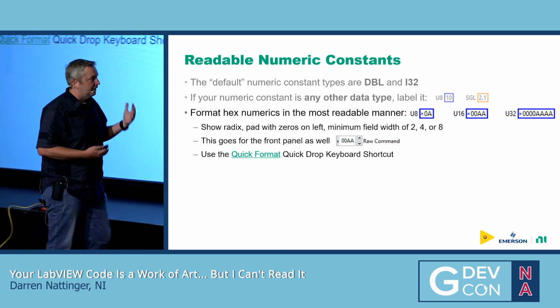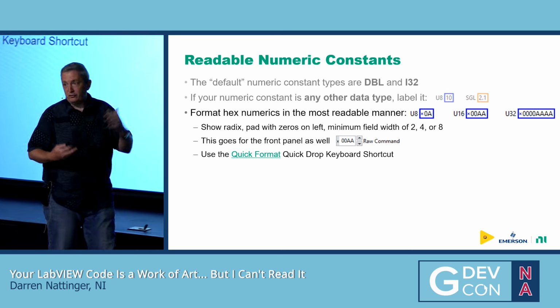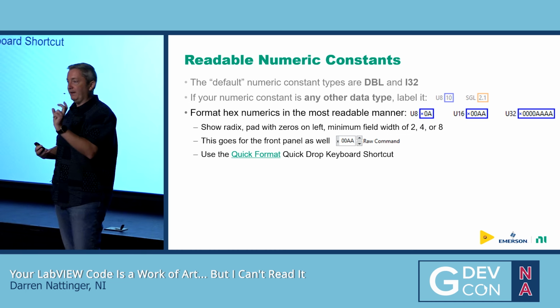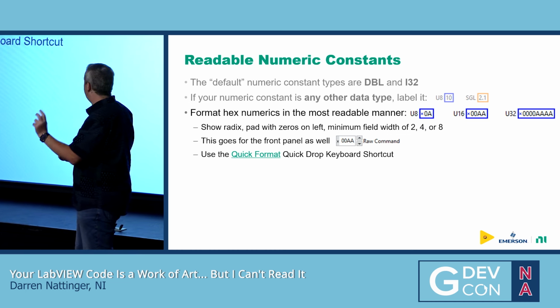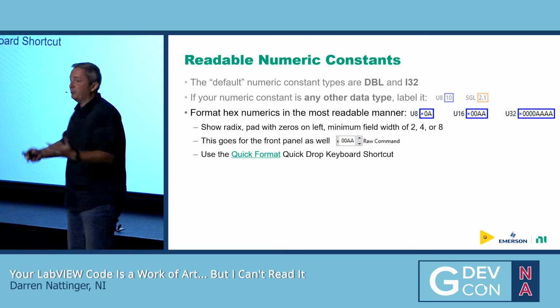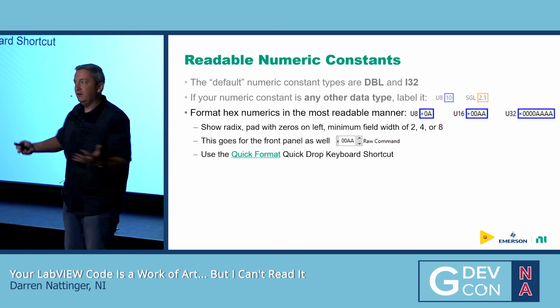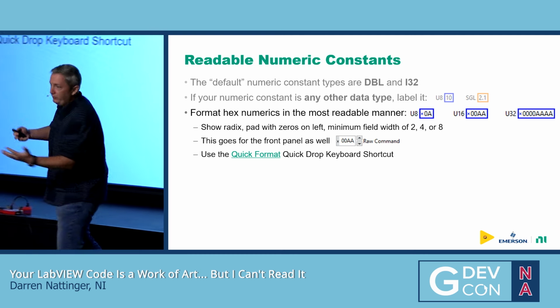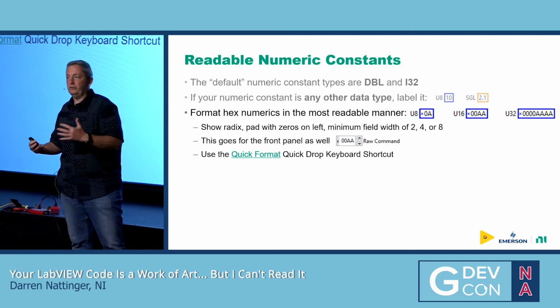And when I work with those, I really like to show the extra digits to make it clear to me that I'm dealing with a U8 or a U32. There's a lot of properties you've got to set to make those look that way. You've got to show the leading zeros. You've got to show how many digits you want.